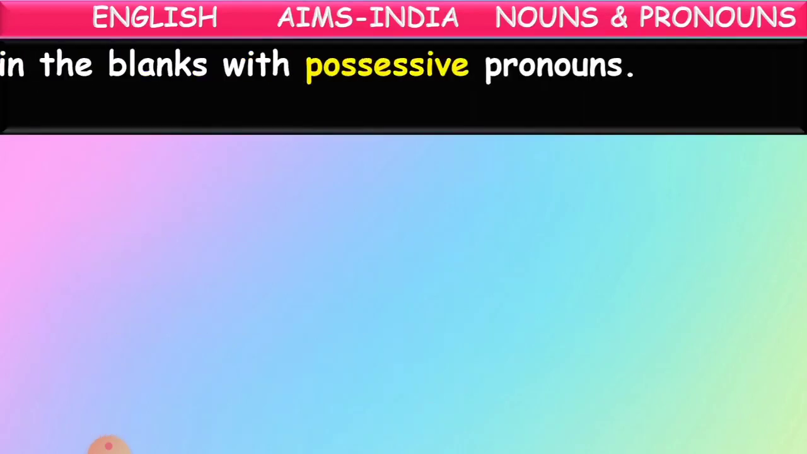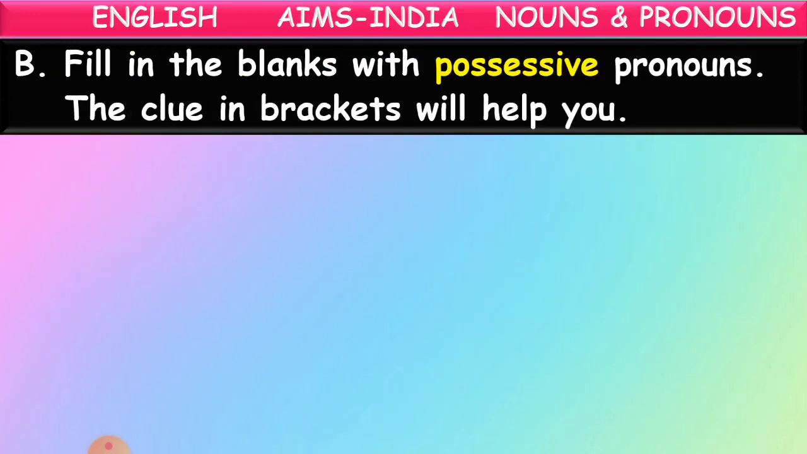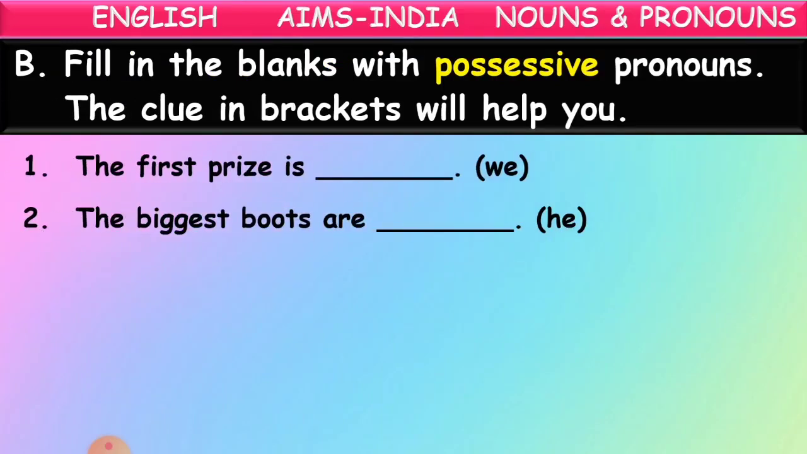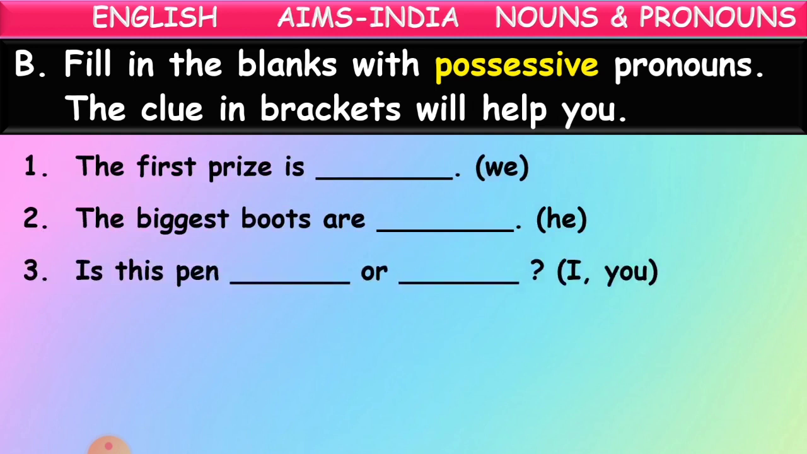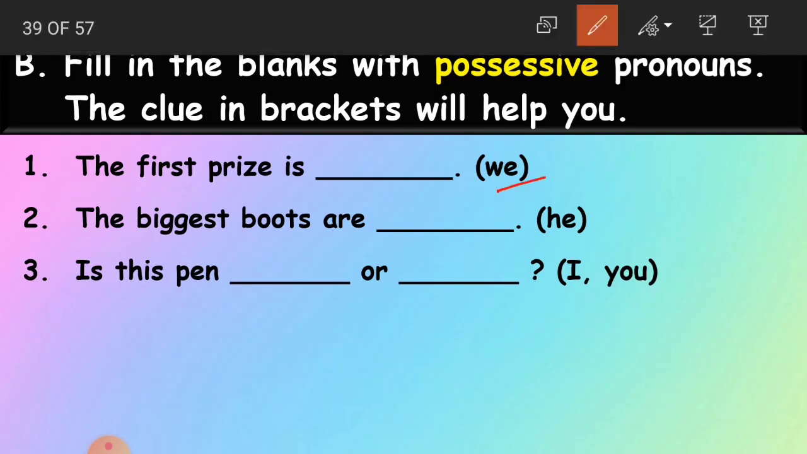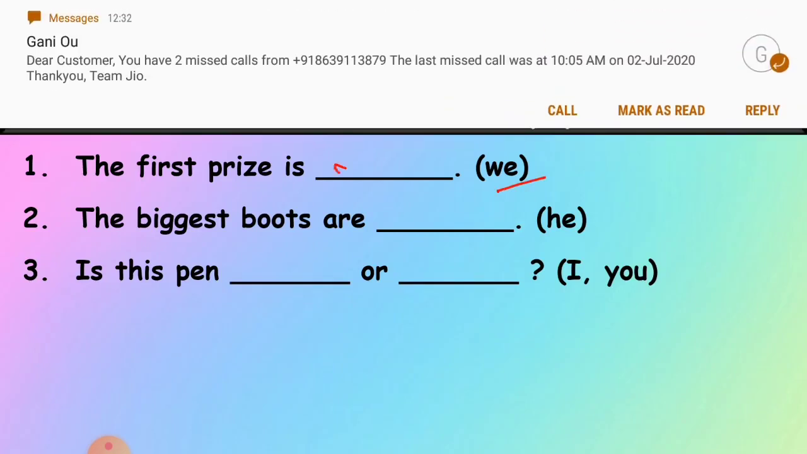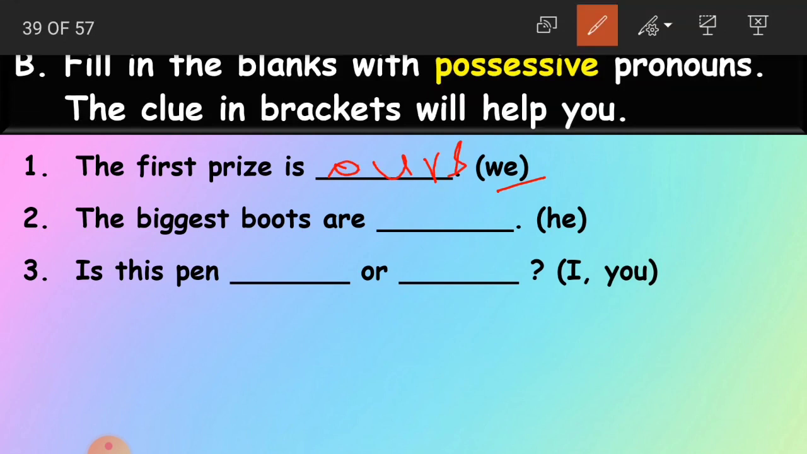Okay, children? So again we'll continue with the other exercise here. Fill in the blanks with possessive pronouns. Here again we are going to do some more sentences. The first prize is dash. We has to be changed. The first prize is ours.